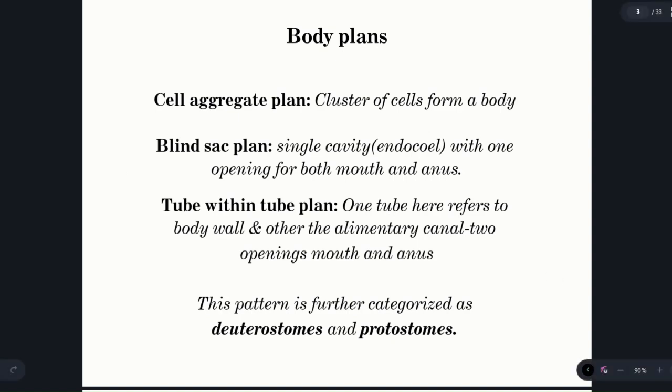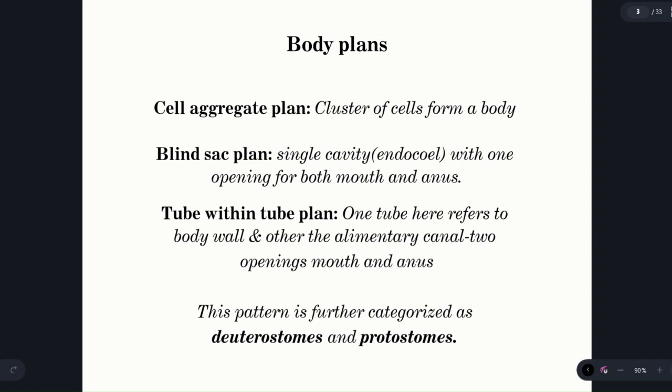Then the next aspect is the tube within tube plan, wherein one tube refers to your body wall, that is the outer wall, and then subsequently the inner tube, that is your digestive system, or the alimentary canal. In human beings also, the outer tube is your skin, and the inner tube is your alimentary canal. The alimentary canal starts from your anus and ends all the way into your, oops, I said it wrong. It starts from your mouth and goes all the way to your anus.